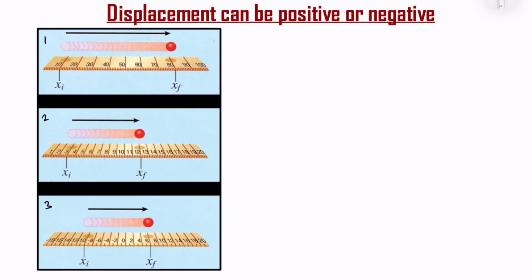Now we are going to talk about how displacement can be positive or negative. As you remember, we discussed the formula delta x equals x final minus x initial. The result of this can be positive or negative, and the meaning of positive and negative gives us information about its direction.